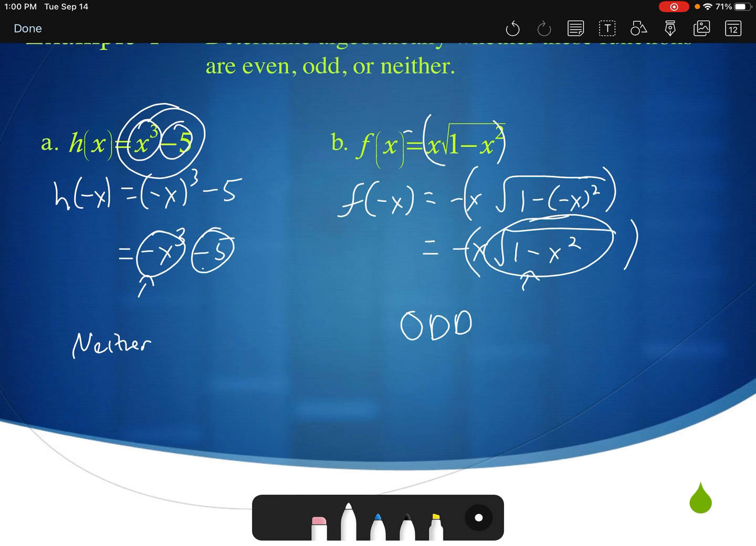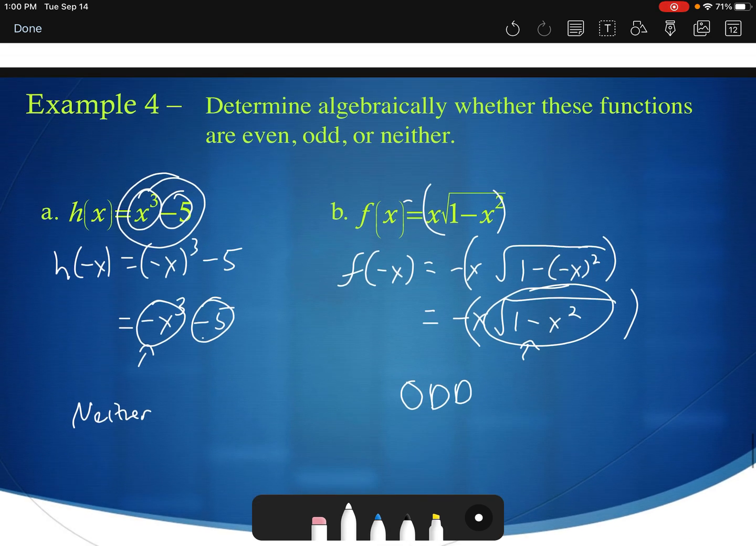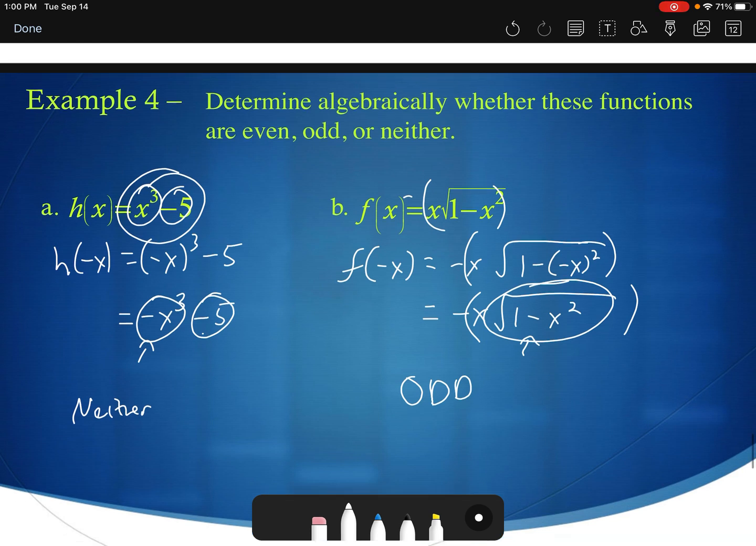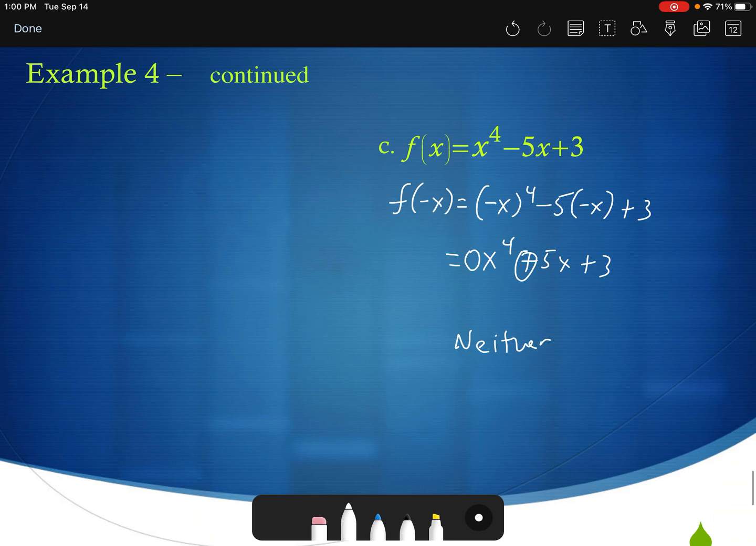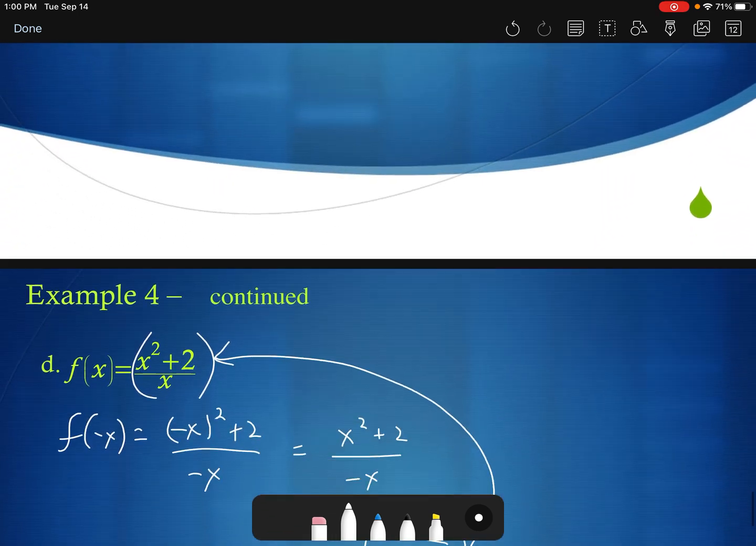Trying to think if we have an even. We don't have an even, do we? There's not an even on here where we get the exact same thing.